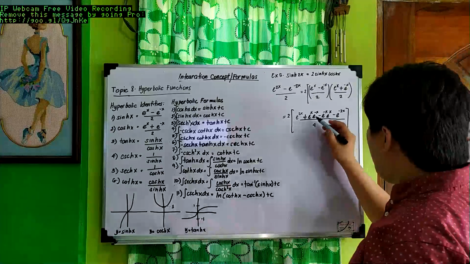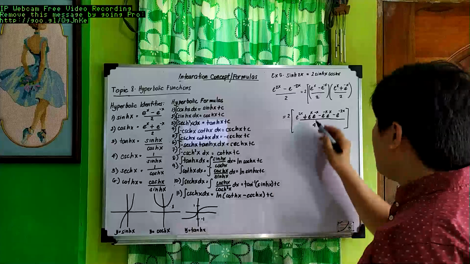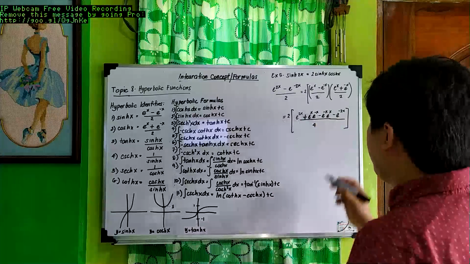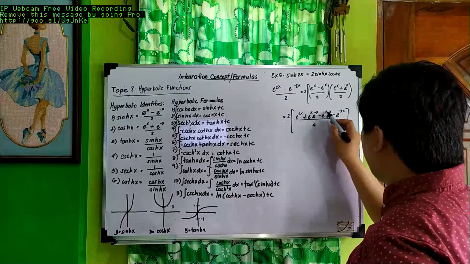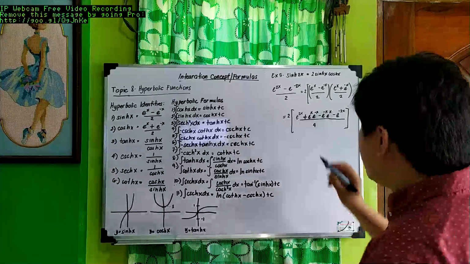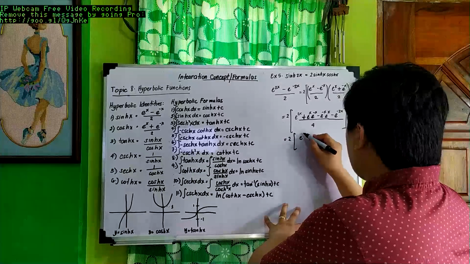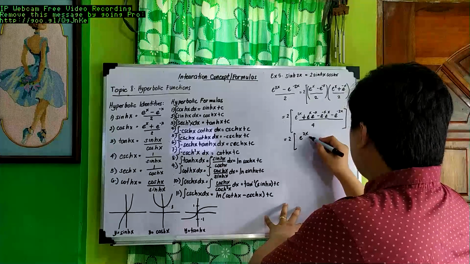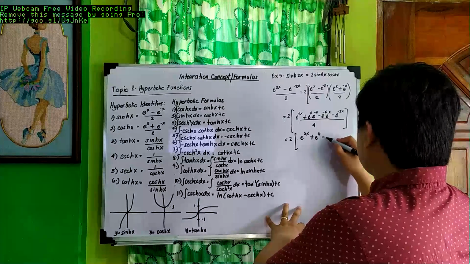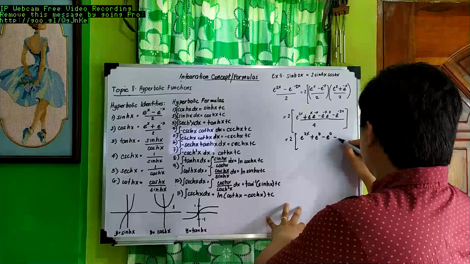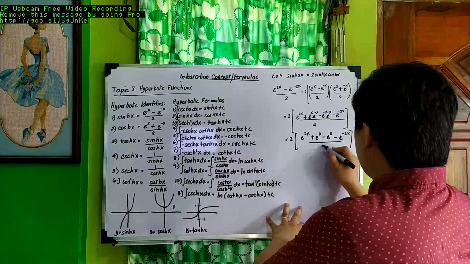Okay, from here, if you have two exponentials multiplied with each other, the power will be added. In this case, x plus negative x, that is 0. And negative x plus x is still 0. So you have 2 e raised to the power of 2x plus e raised to the power of 0 minus e raised to the power of 0 minus e raised to the power of negative 2x over 4.